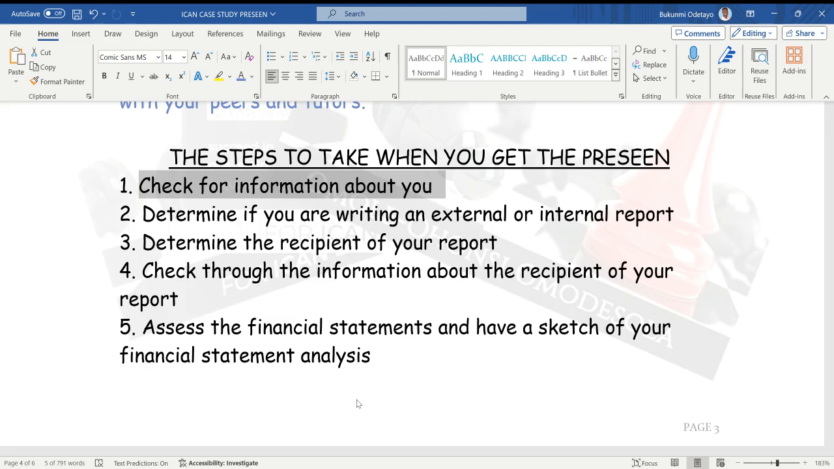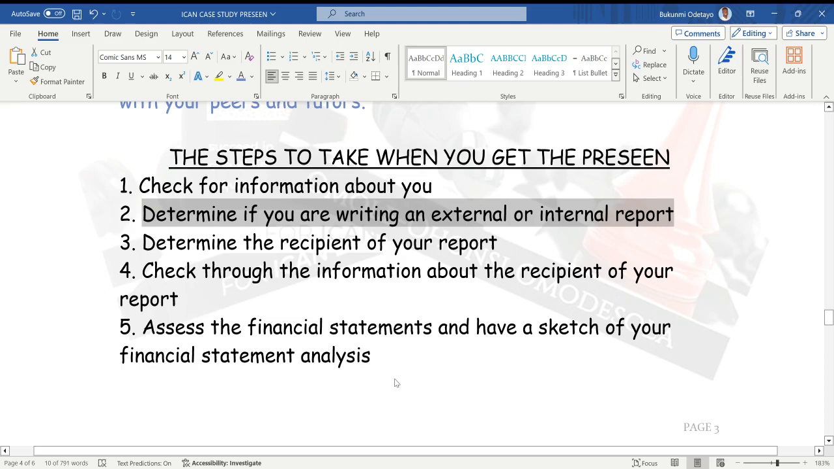who are you working for, your employer, right? And that will help you to also determine whether you're writing an internal or external report. Because when you know who you are, when you know your employer, and you are seeing a third party, then you know it's an external report. But when you know who you are, you know your employer, and you are seeing information about your employer, you definitely know it's an internal report. So determine if you're writing an internal or external report. And you know external reports, you have to include a disclaimer. But in your internal report, you do not need a disclaimer.